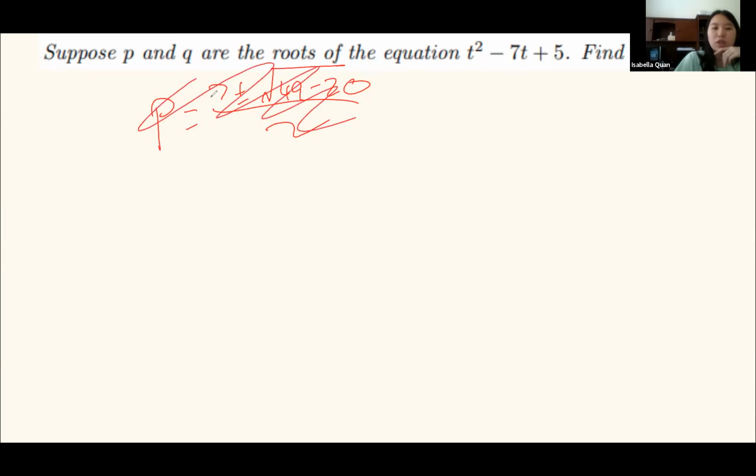For everyone who said 39, you're correct. Let's go over it. If you just try to do this normally, it's a massive pain. You take p equal to 7 plus or minus the square root of 49 minus 20, over 2. Not fun. t is just a variable, we could use x instead, it's just an alternate variable, don't worry about it. Instead, we can use the fact that p and q are the roots of this. So remember, t squared minus 7t plus 5 is equal to (t minus p)(t minus q).